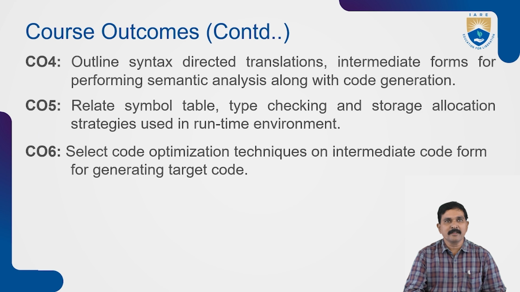The last outcome is CO6. After the compiler design, the last phase is very important: code optimization. How will you optimize the code? After completion of this entire course, the student is able to apply different code optimization techniques so that the code becomes faster, and so that the code stored in memory during execution or compilation uses memory efficiently. That is the last outcome, CO6: select code optimization techniques on intermediate code form for generating a target code.